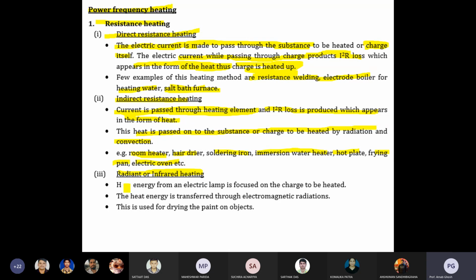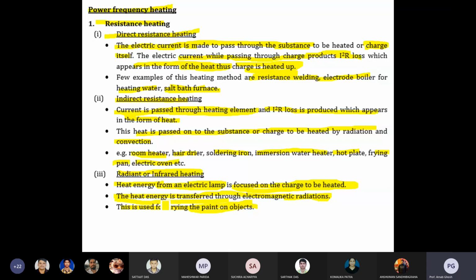Radiant heating or infrared heating: heat energy from electric lamps is focused on the charge to be heated. The heat energy is transferred through electromagnetic radiation. This is used for drying the paints of objects.